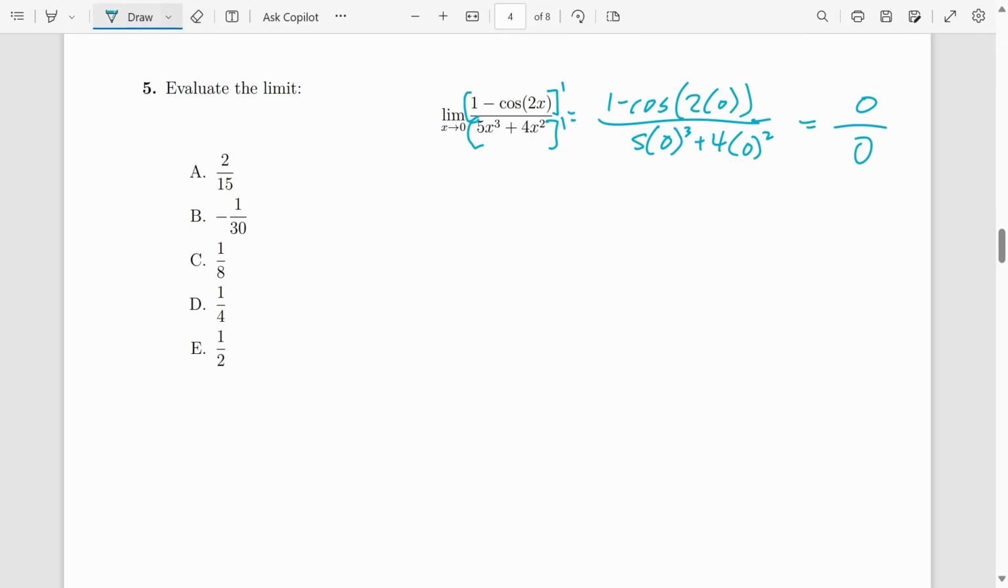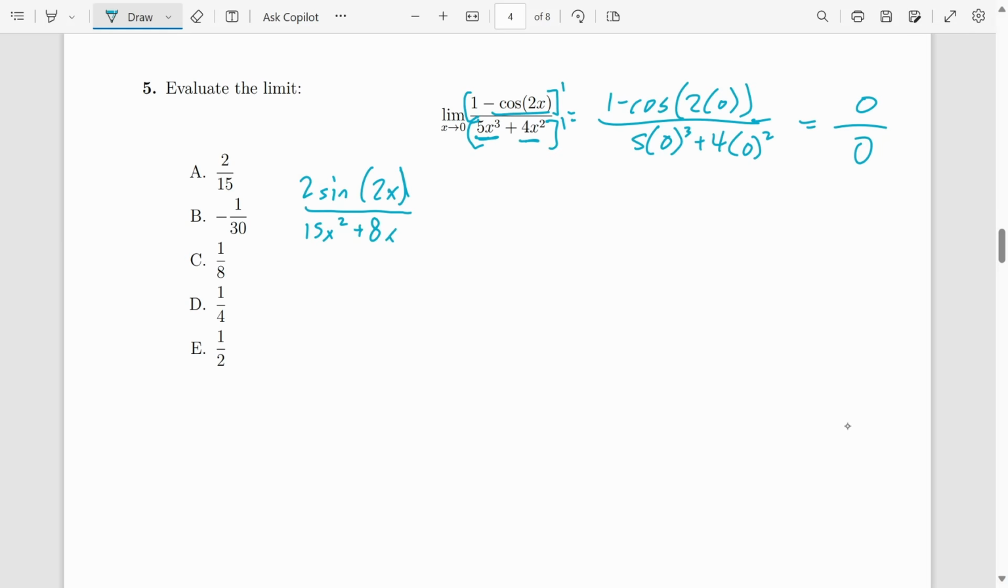So doing that, taking the derivative of both the top and the bottom, on the top, this 1 is going to get rid of itself because it's a constant. Derivatives of constants are nothing. And then we'll have the derivative of cosine of 2x. The derivative of cosine is negative sine, so this is going to be positive sine of 2x. We have to chain rule this. We have to multiply by the derivative of 2x. That's just going to be 2. So 2 sine of 2x on the top. And on the bottom, the derivative of 5x cubed is 15x squared plus the derivative of 4x squared, which is 8x.